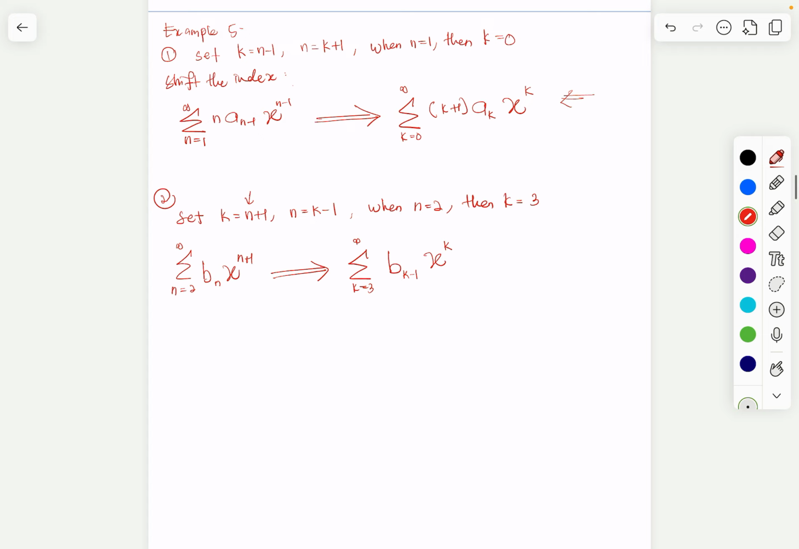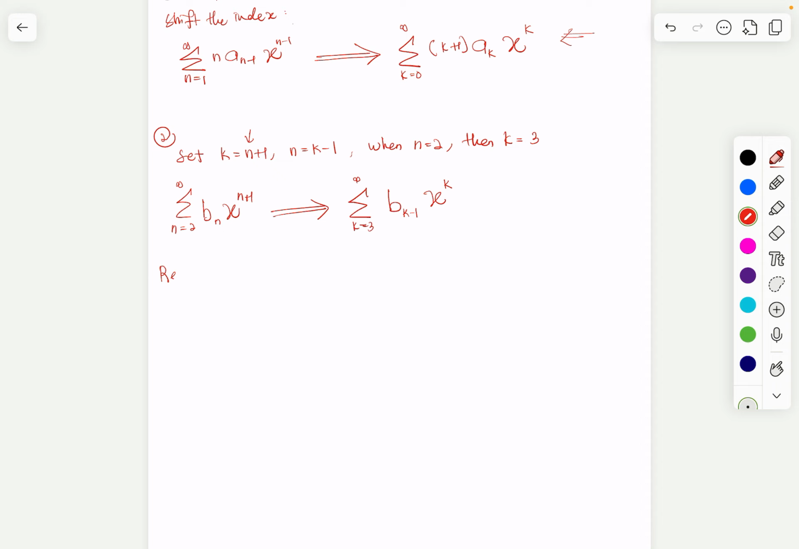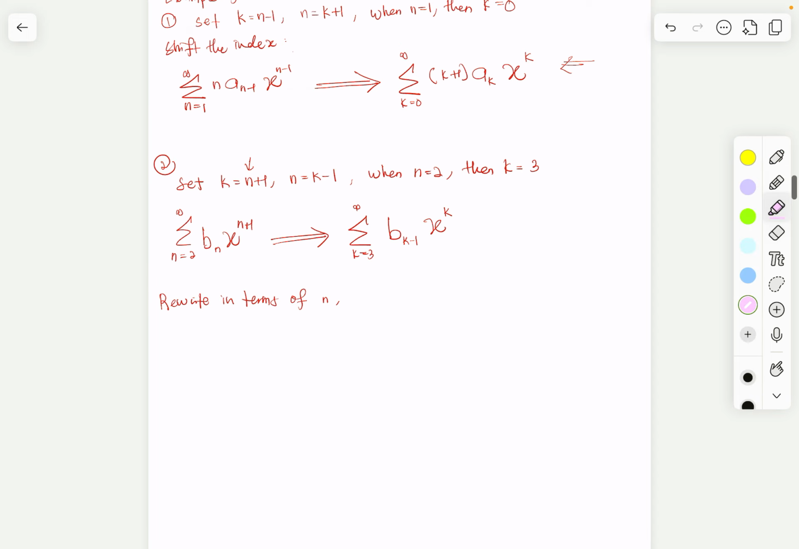Okay, now we rewrite back in the full form again, and we rewrite in terms of n. So you can just substitute from k to n directly lah. Okay, so what we have: this part plus this part equals to 0.